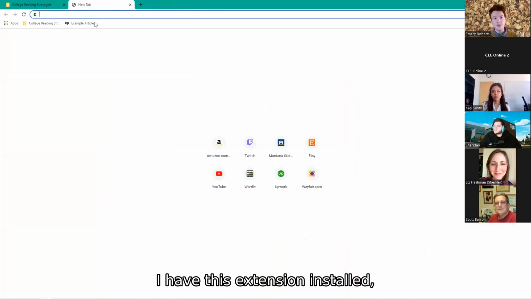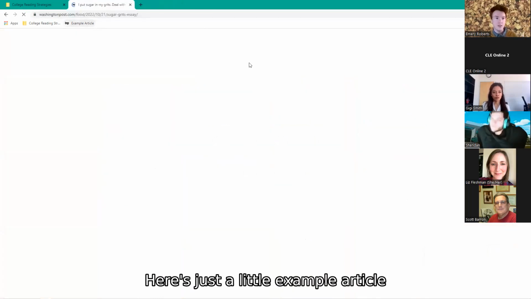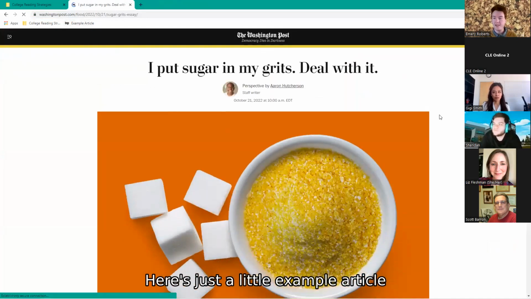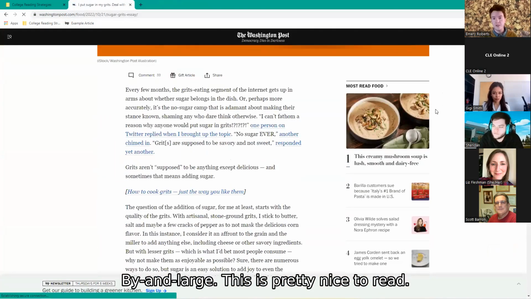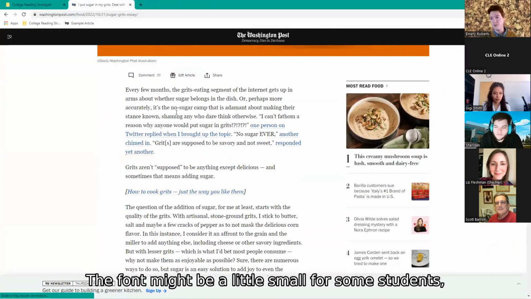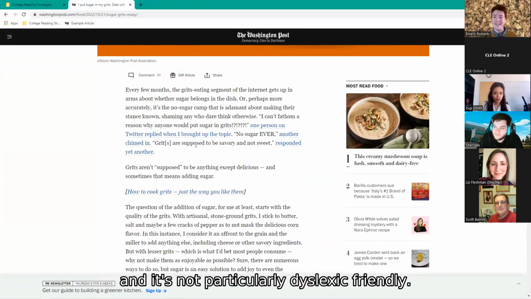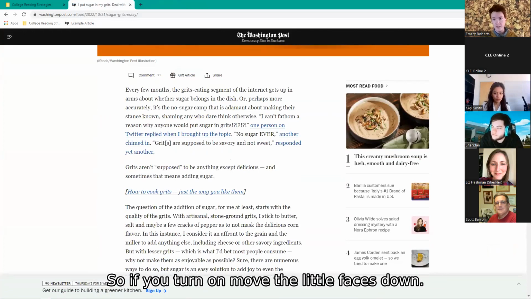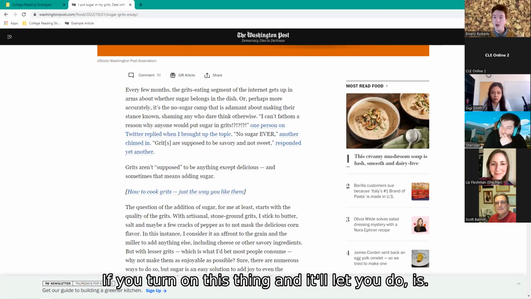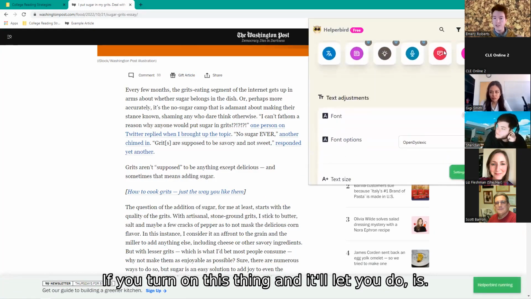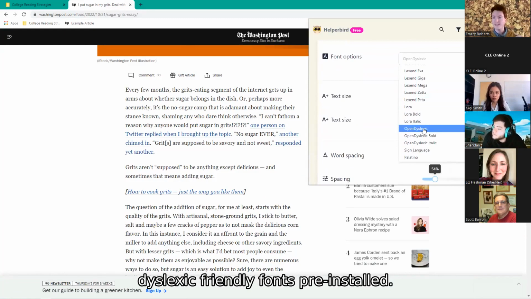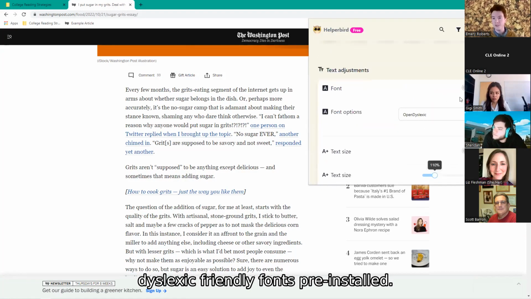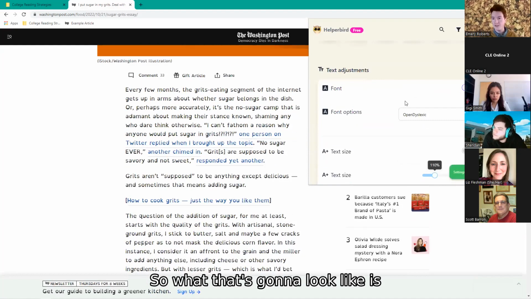I have this extension installed, so I'll show you what it can do. Here's just a little example article from the Washington Post. By and large, this is pretty nice to read. The font might be a little small for some students, and it's not particularly dyslexic friendly. If you turn on this thing, what it'll let you do is choose the font and alter it. And it has a couple dyslexic friendly fonts pre-installed. So what that's going to look like is this.